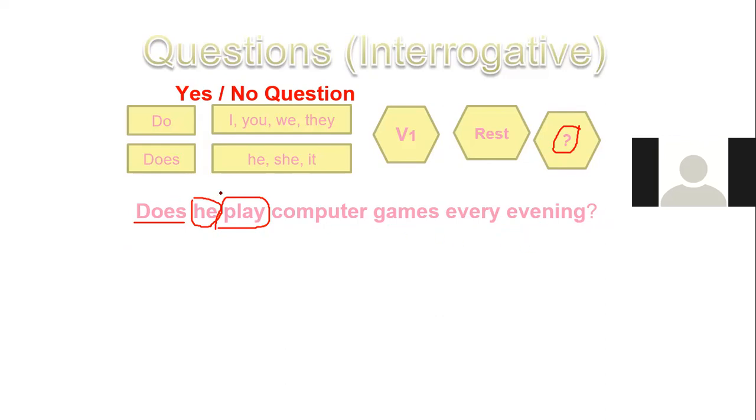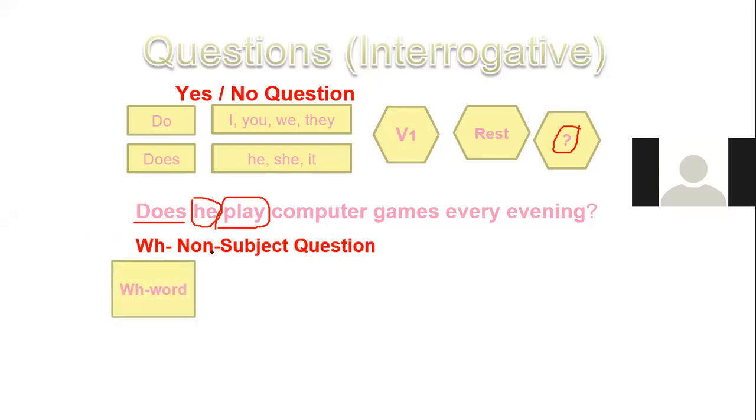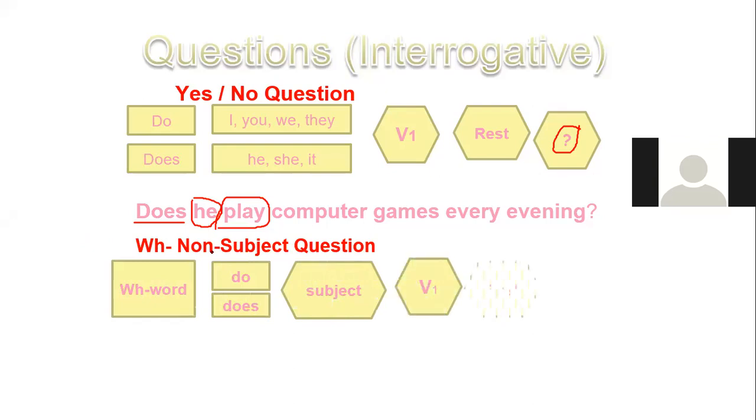Okay, so you see, the yes/no question is very simple and easy. You start with do or does, then the subject, then the verb, then the rest of the sentence. But what if I want to use the WH word, like what, where, when, why, who? I just start with the WH word, then I use do or does, then I add the subject, then the verb, then the rest of the sentence. So you see the same steps, but we start with the WH word.